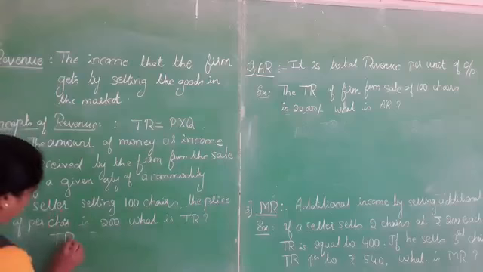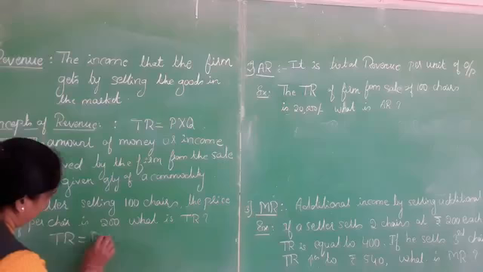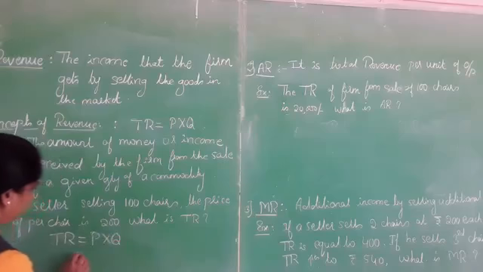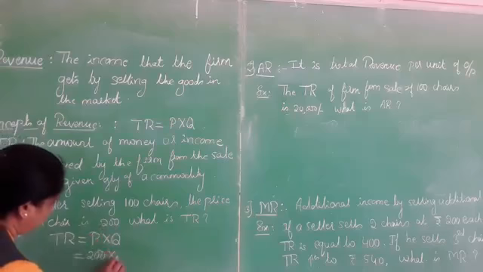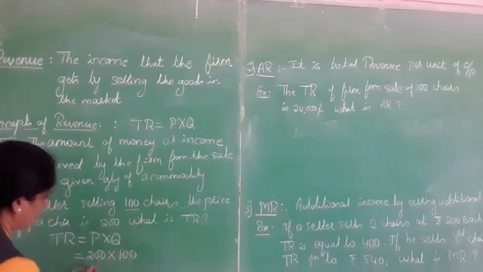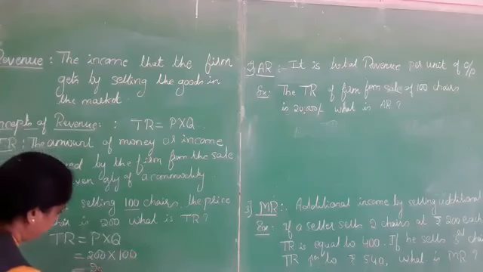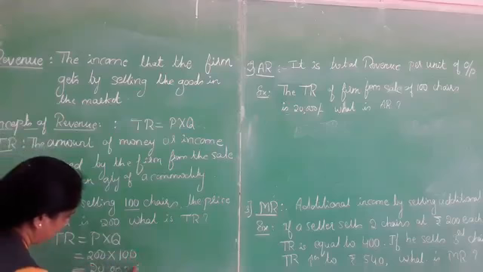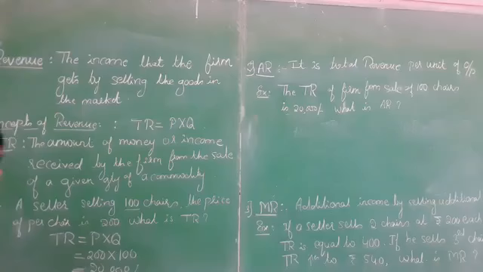Here, total revenue is equal to P into Q. P is the price of a single chair, which is 200. Quantity is how many we are selling, that is 100. So 200 into 100 is 20,000. This 20,000 is called the total revenue.